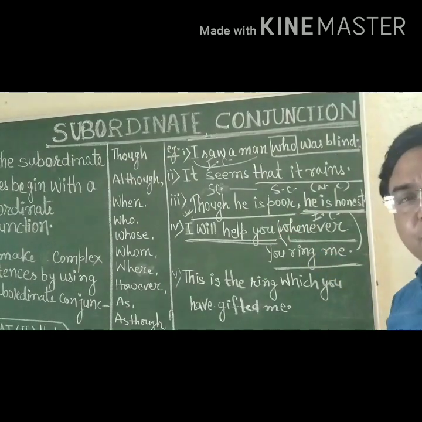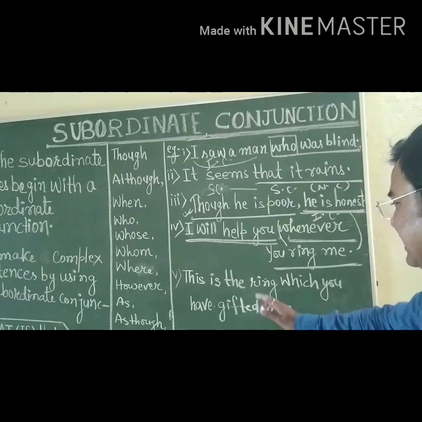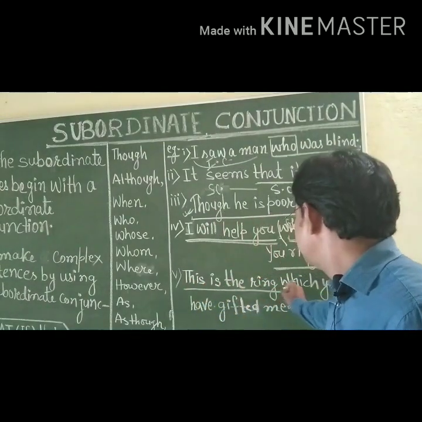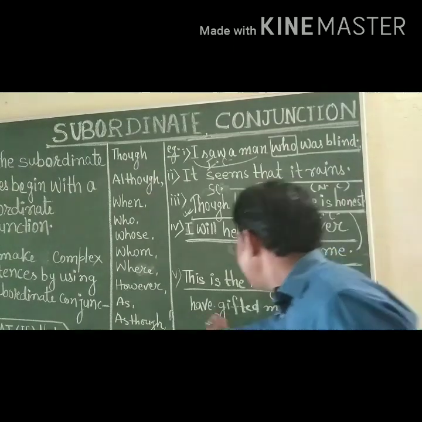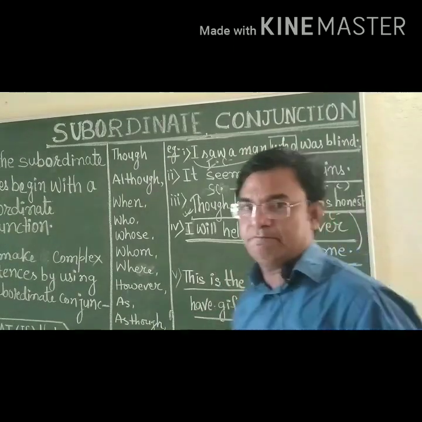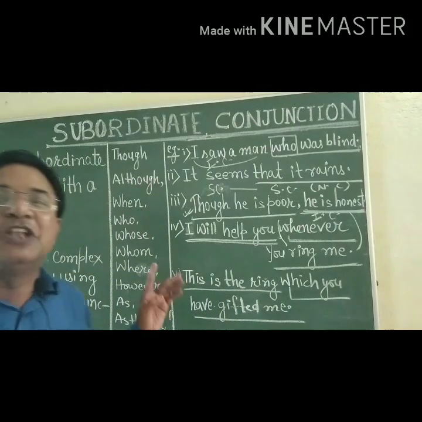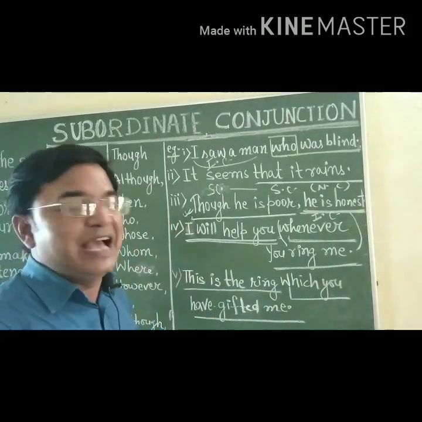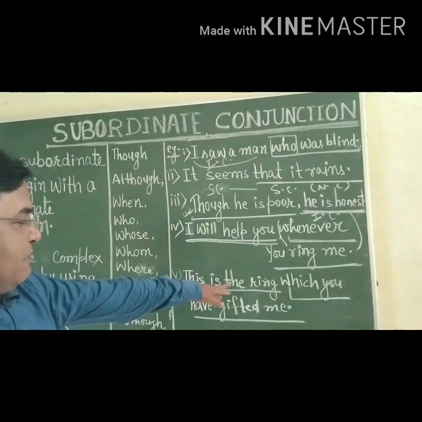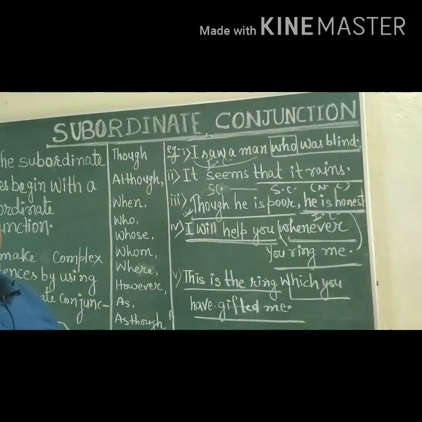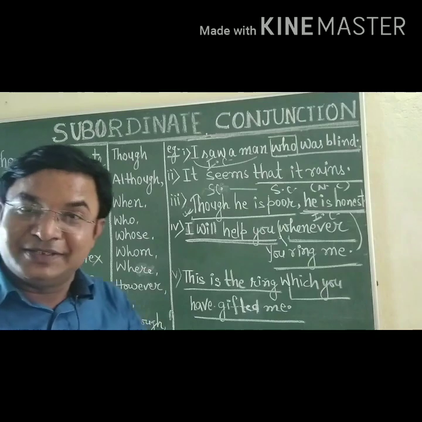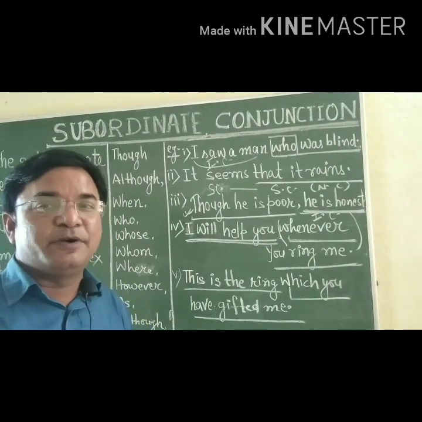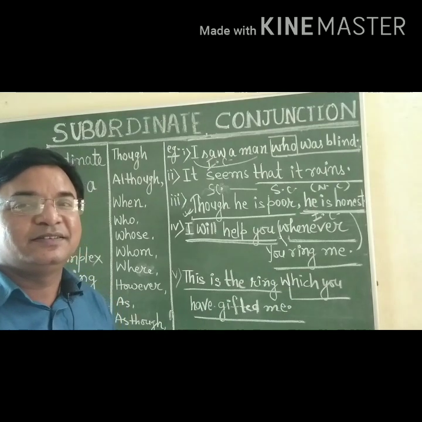Now come to question number 5. This is the ring which you have gifted me. Last but not least, you are having the fifth example: this is the ring which you have gifted me. So you can easily tell from which part of the sentence the subordinate clause starts.